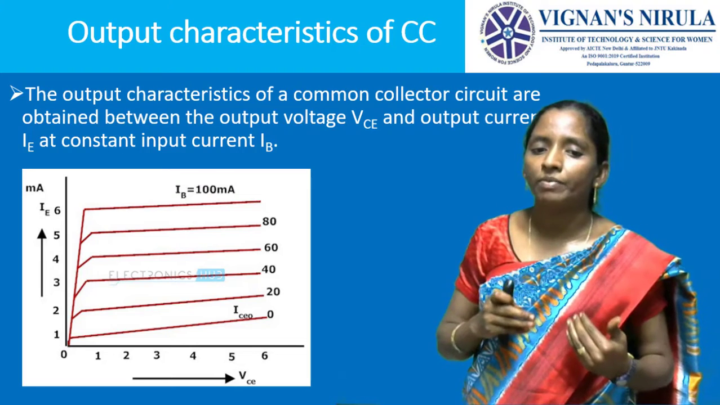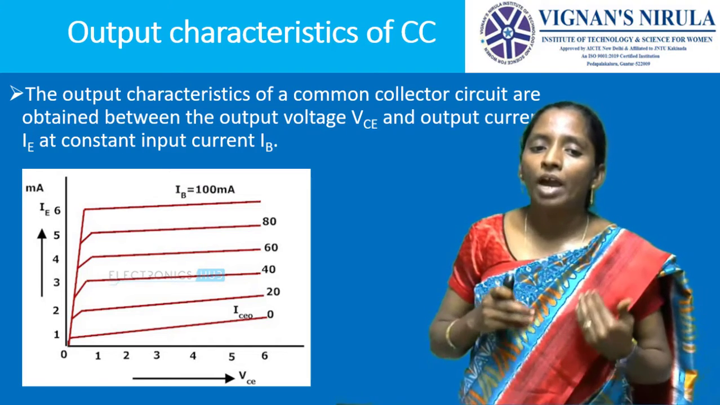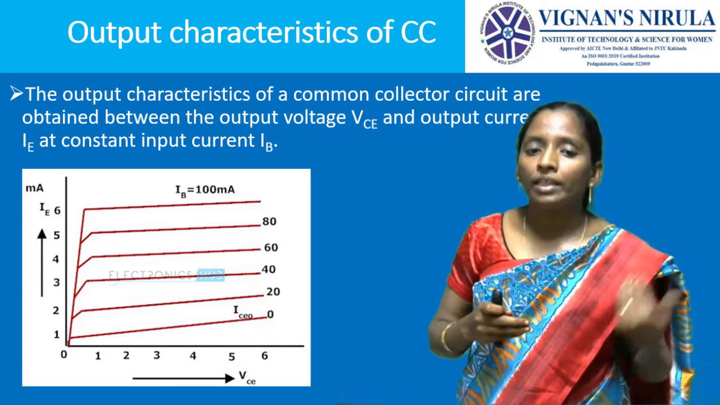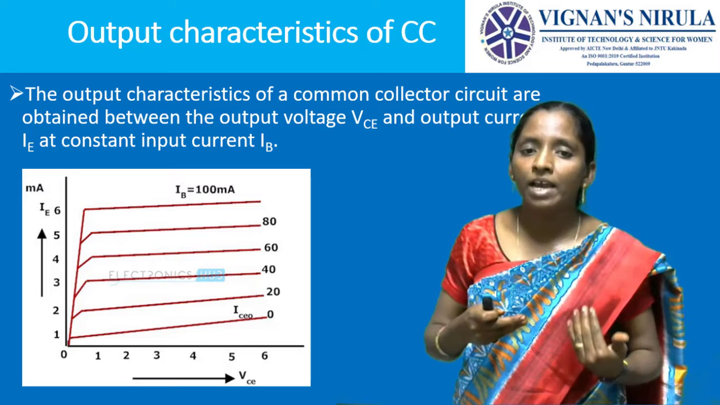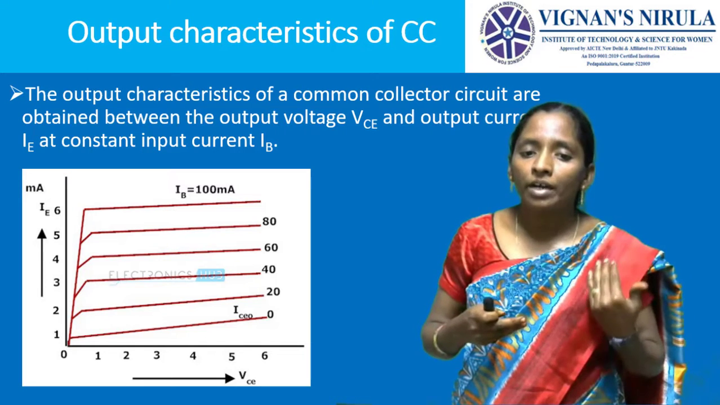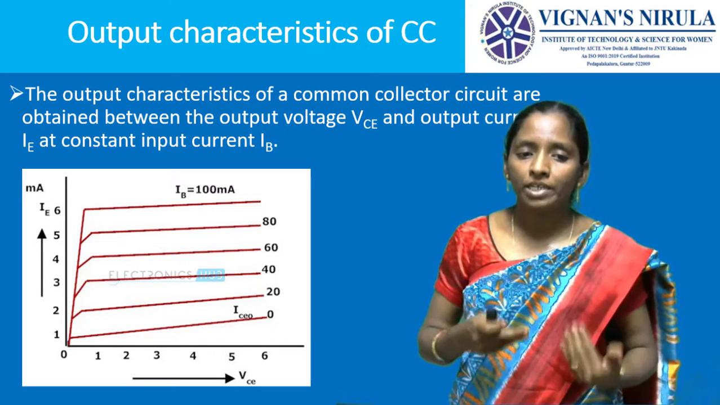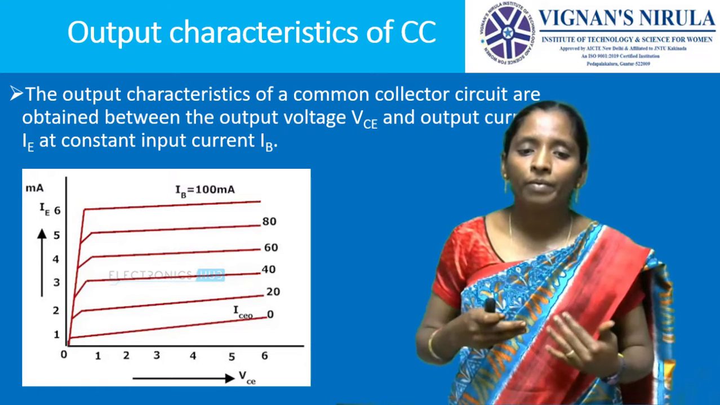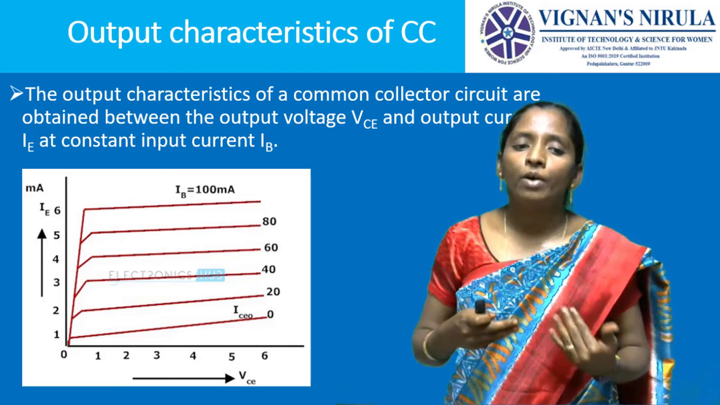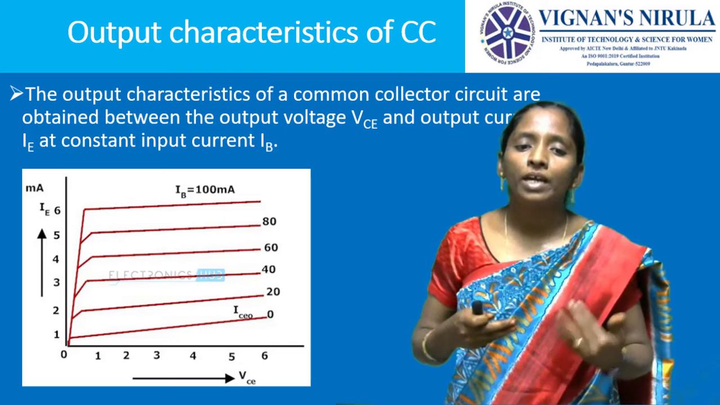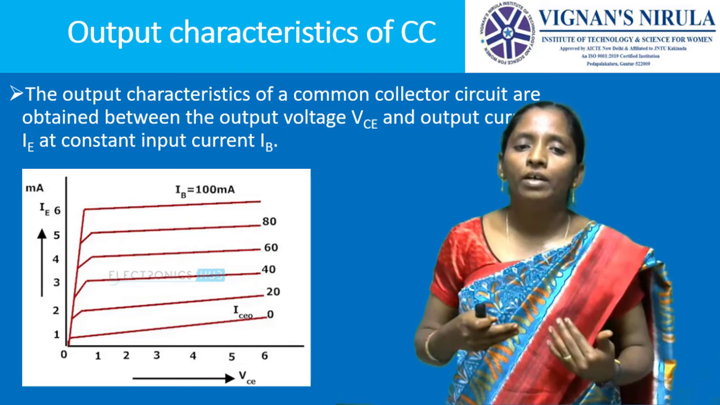That is represented by ICEO. If the IB terminal is open, at that time also there is a current flow. That current flow is known as ICEO. That current is due to the minority charge carriers. We plot a graph between output voltage VCE and output current IE, keeping the input current IB constant.